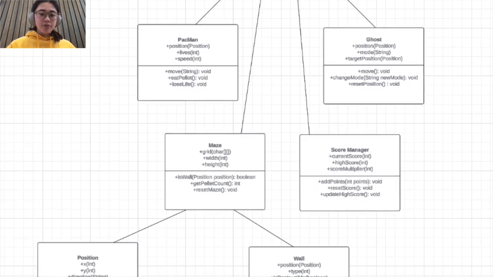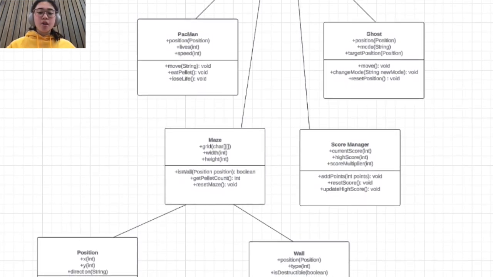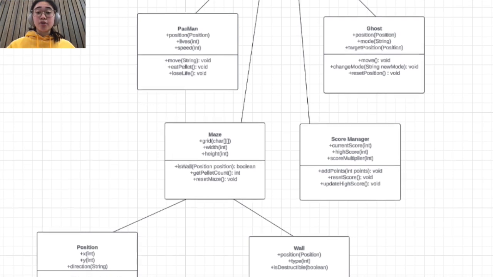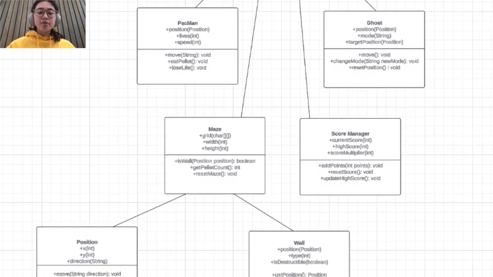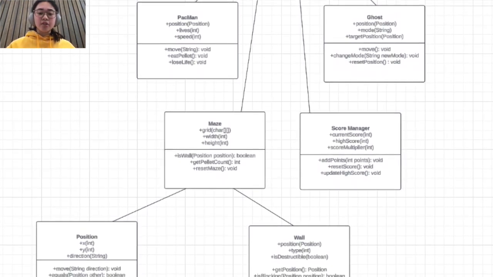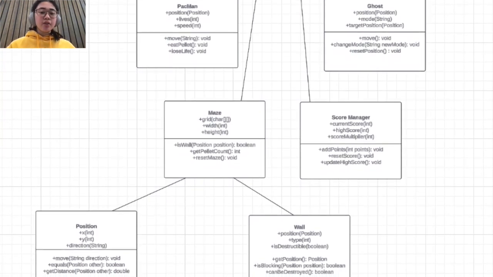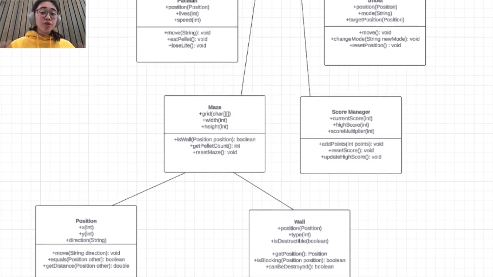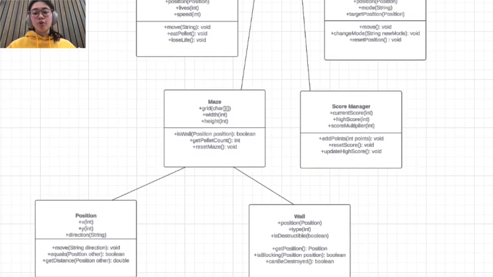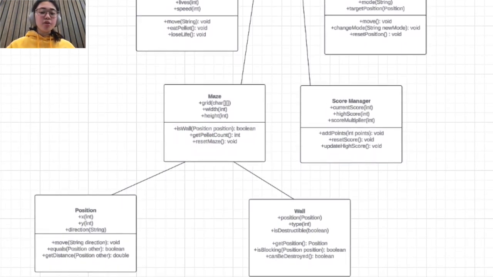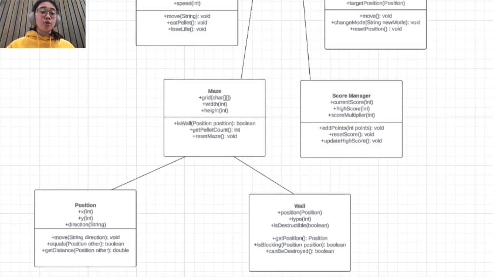The maze itself is composed of wall objects, which define the boundaries and obstacles within the game. The maze also interacts with the position objects to track the location of elements within the grid. Meanwhile, the Score Manager class handles the tracking and updating of the player's score, ensuring that the points are added when Pac-Man eats pellets or ghosts.